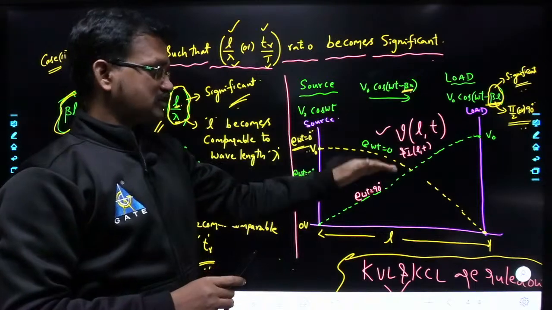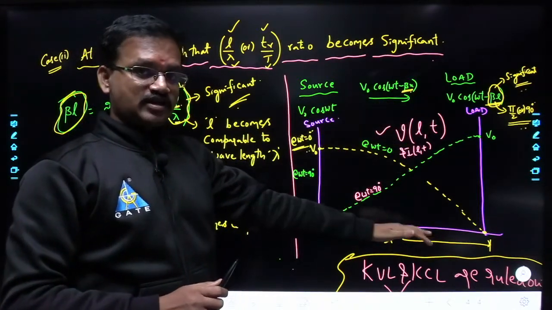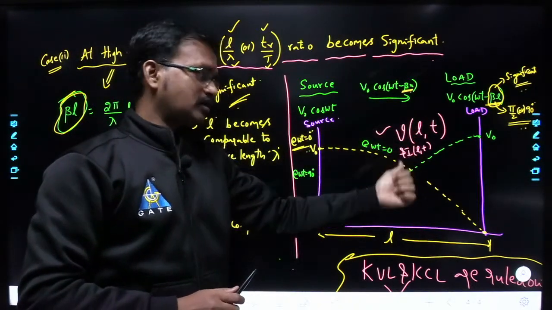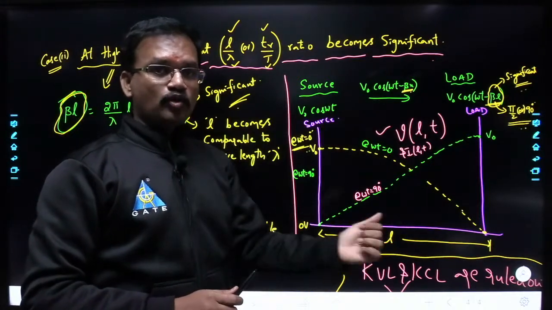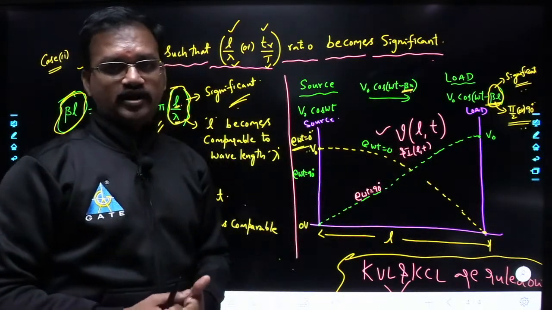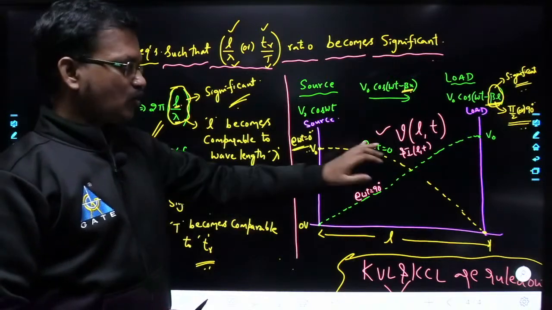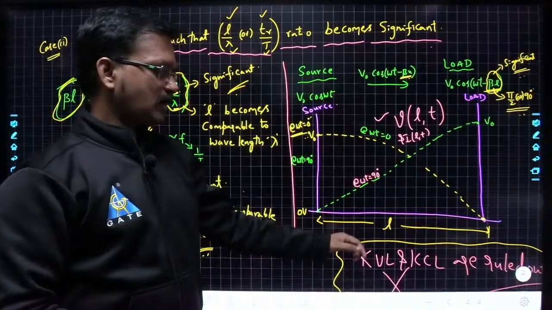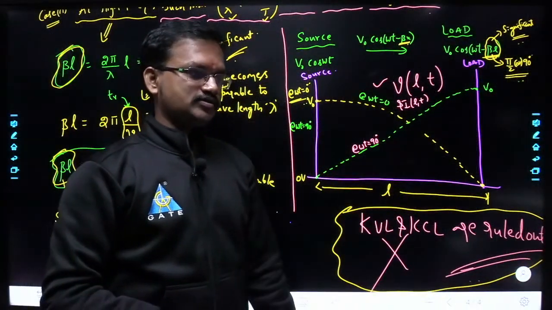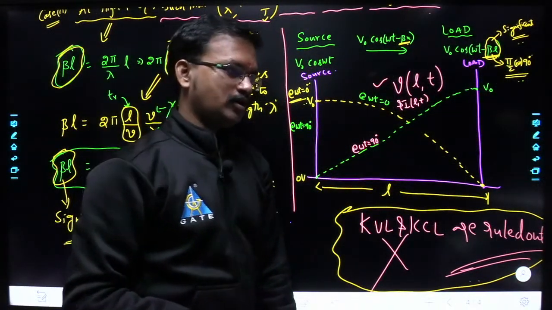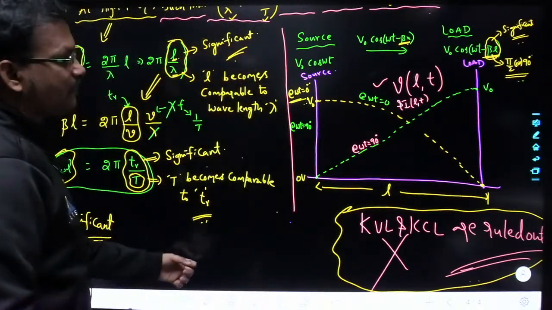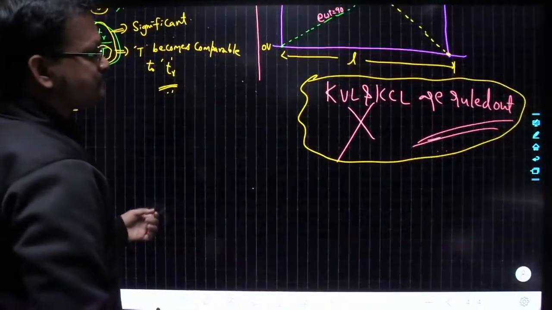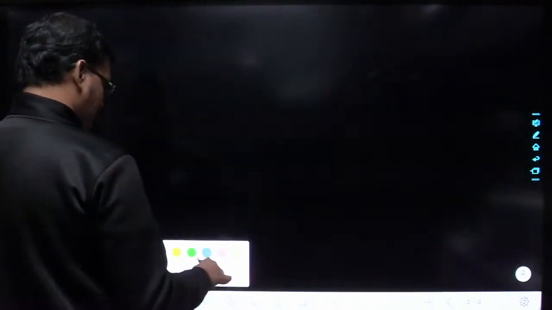Because of these transit time effects, voltages and currents will become functions of both space as well as time. Understood? Once they become functions of space and time, you should not apply KVL and KCL, right? So I think it is crystal clear here, right?